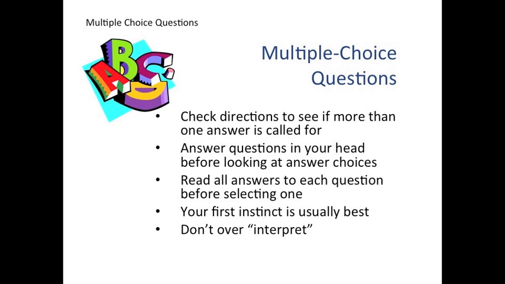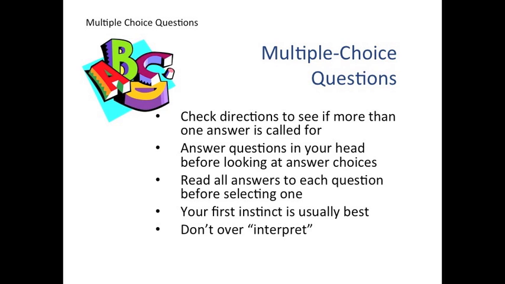Multiple choice questions are probably the most frequent question type in a test. So first you want to check the directions to see if it's possible to circle more than one answer, because you never know. Sometimes there are test-taking situations like that. You want to answer the questions in your head before looking at the answer choices. That's another technique your book recommends. And I really want to encourage all of you to read all of the answers before selecting one. So read through everything. Don't just read B.